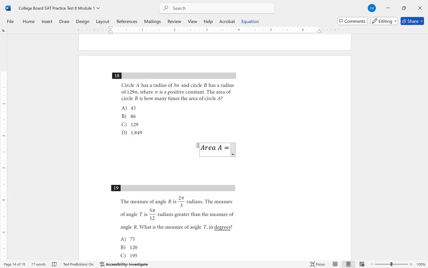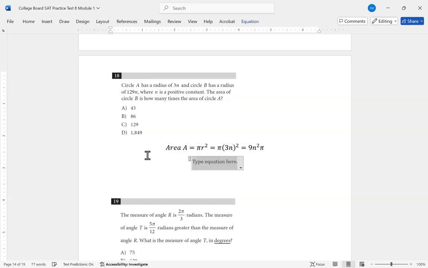Now this is a formula in the first page of module 1 on that formula section. Area of a circle is pi times the radius squared. So in our case, since the radius is 3n, we get pi times quantity 3n squared. Make sure you put the parentheses around the 3n because we need to square the 3 and square the n. That gives us 9n squared times pi as the area of circle A.